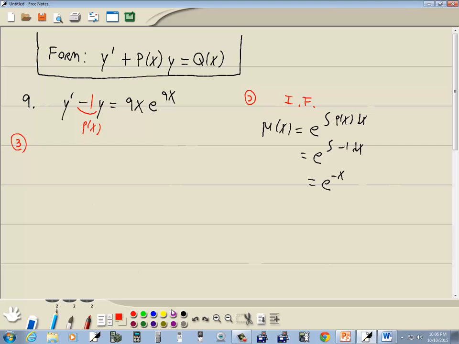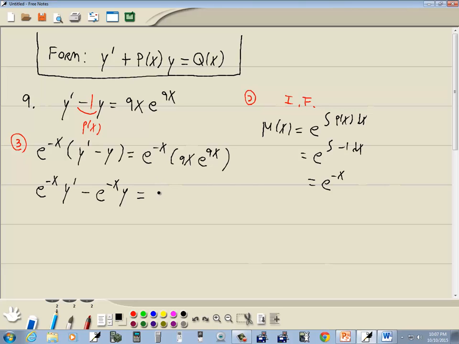Step 3. Multiply both sides by the integration factor. So we'll take e to the negative x times y prime minus y equals e to the negative x times 9x e to the 9x. Over here we got e to the negative x y prime minus e to the negative x y. And on this side, the 9x stays out in front. E to a power times e to a power, you add the exponents. Negative x plus 9x gives us e to the 8x.